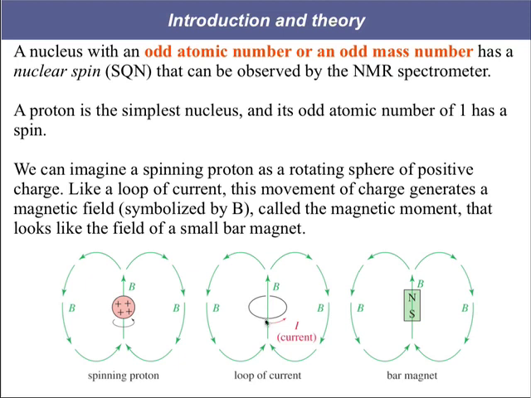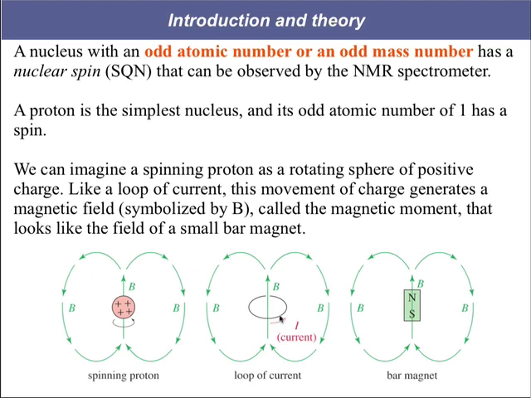If you have a loop of current, that will generate a magnetic field. If the current is moving in the counterclockwise rotation, the magnetic field will go from the bottom to the top through that loop and will wrap around like it shows here. This is called the right-hand rule.